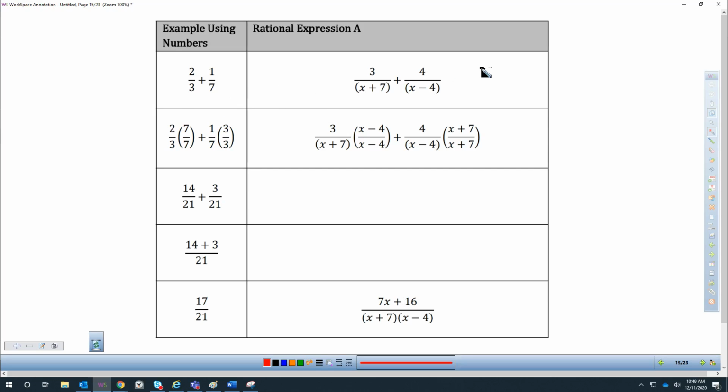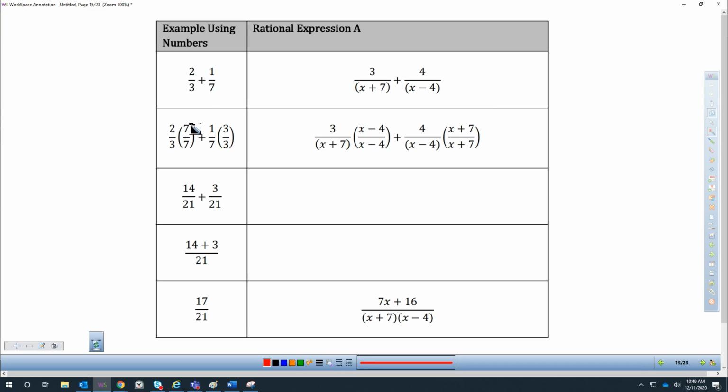And here is our addition problem. Over here we have the process for adding rational numbers, and we're going to use that to guide our thoughts on how we should add rational expressions. So if we look over here, they want us to add 2/3 plus 1/7.